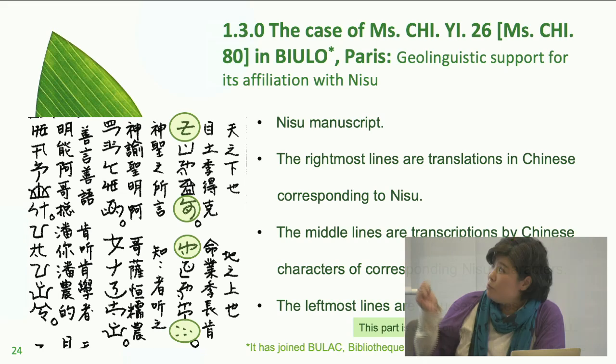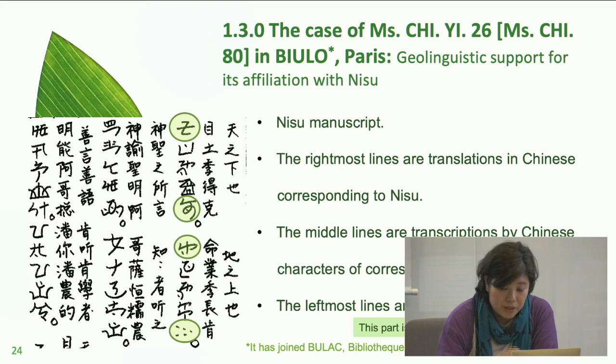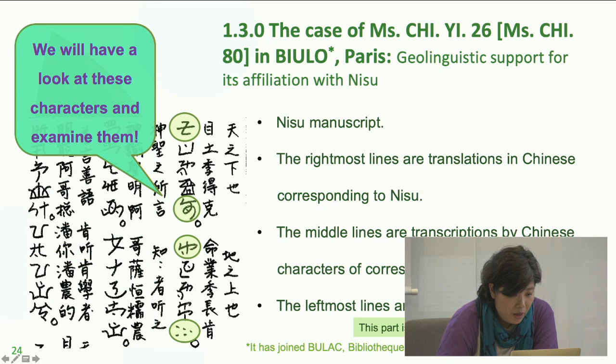This is a Nisu manuscript of the Southern dialect. The most striking feature of this manuscript is the fact that this is a bilingual manuscript, and this is a very rare case among the E manuscripts. The rightmost lines are translations in Chinese corresponding to Nisu. The middle lines are transcriptions by Chinese characters corresponding to Nisu characters. And the leftmost lines are Nisu sentences. So we will have a look at these characters and examine them.